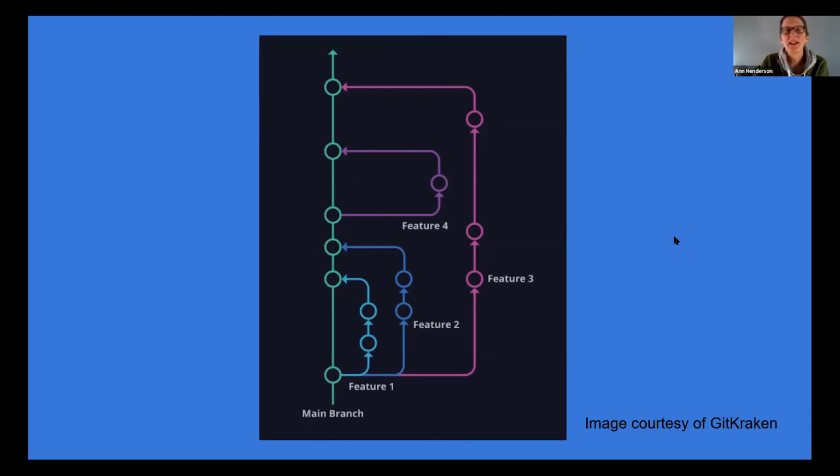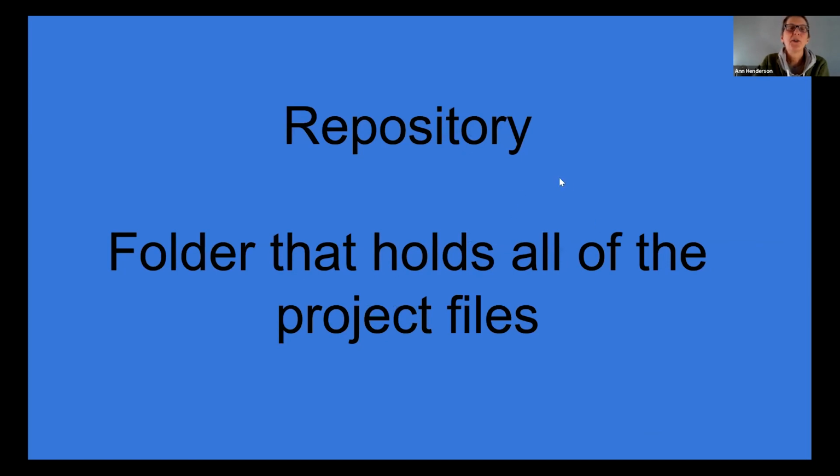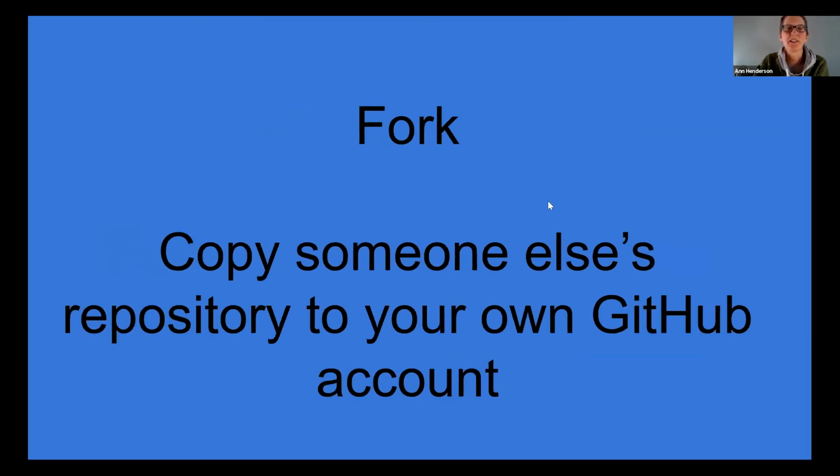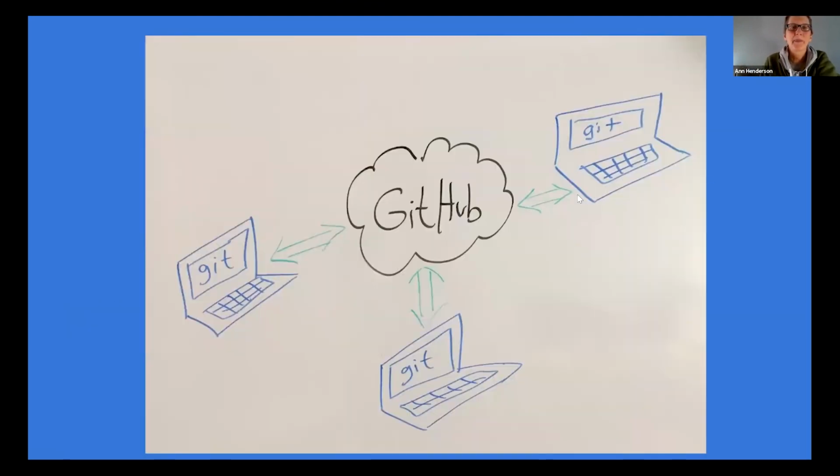So the last thing, we talked about repository. That's a folder that holds all of the project files. That's a pretty simple concept. And then fork, you're copying someone else's repository to your own GitHub account. The way I kind of imagine it is if you're at a table and everybody has like a baked potato on their plate, and you just take your fork and you stick it into somebody else's baked potato and move it over onto your plate. You made a copy of it over on your GitHub account.